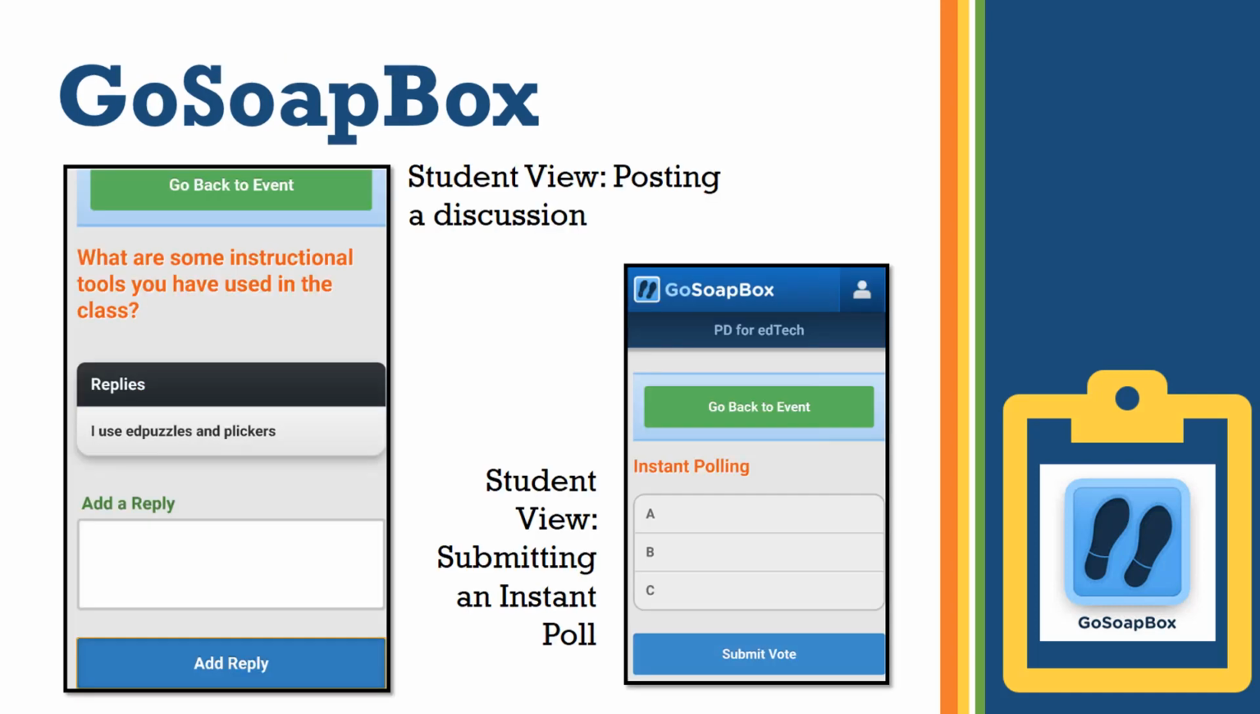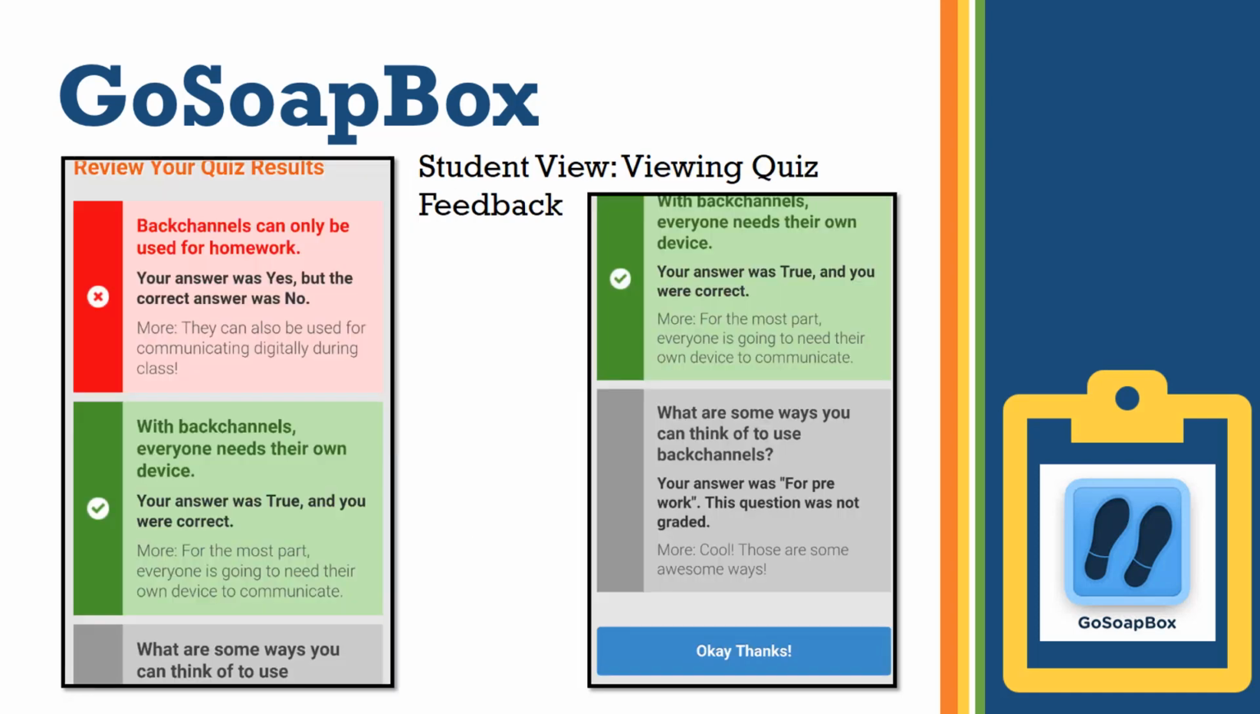This is also what it looks like when they post to a discussion, as well as when they view an instant poll where there isn't a poll that's been typed in. It's just the teacher has done it impromptu. Finally, this is what the student view looks like after they submit a quiz in Go Soapbox, and it gives them that built-in feedback. Notice that the multiple choice answers are green or red based upon right or wrong, but the short answer does have feedback, but it isn't automatically graded. And that's the basics of using Go Soapbox.